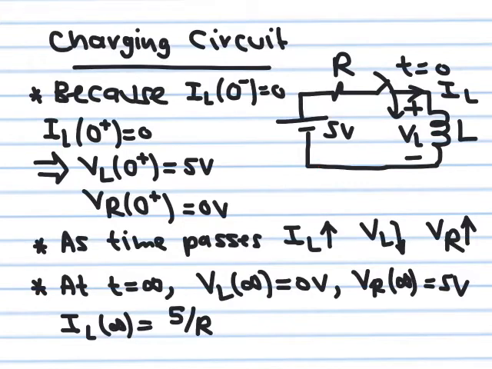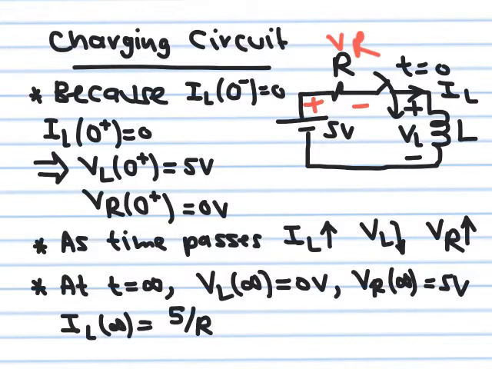Okay, so as time passes, what's gonna happen? The inductor current will build up, will increase, and one other phenomenon will happen because the inductor current is increasing. VR will increase. VR is the voltage across this resistor here. Because the current is increasing in this circuit, VR will increase, but 5 volts is equal to VR plus VL. Then VL will start to go down.